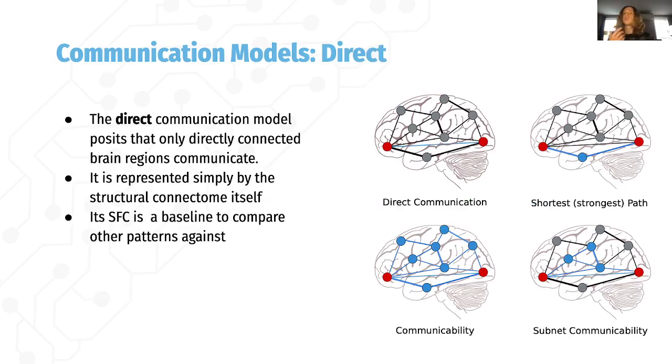So to discuss a few communication models that we're going to reference in this work, first, we'll talk about the direct communication model. This posits that only directly connected brain regions communicate. We know this is false. We already know that indirectly connected brain regions communicate. But the SFC of this baseline pattern is something to measure other patterns against. It is just a reference. It's represented by the structural connectome.